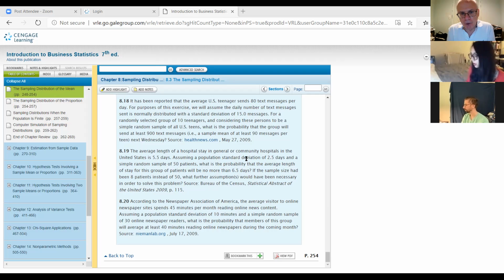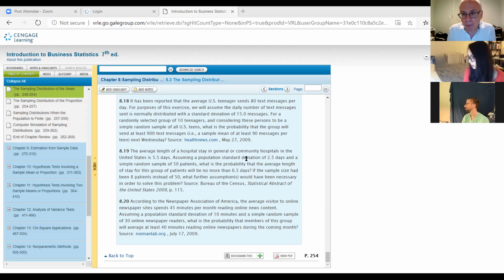Okay. Yeah, 50? Bigger than 30. So we do not need to know. This is what the central limit theorem says, that if you have a distribution that is not normal. In this case, we have to assume not normal because they don't say it. We'll just assume not normal. You need a sample size of at least 30 for you to say the sampling distribution is approximately normal.